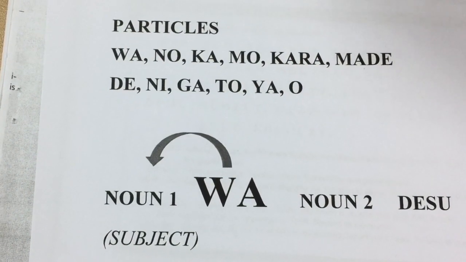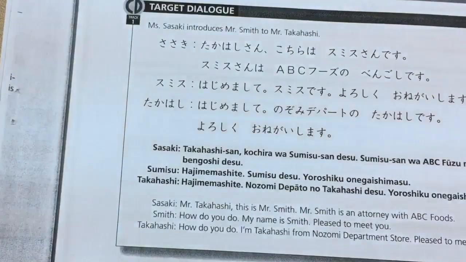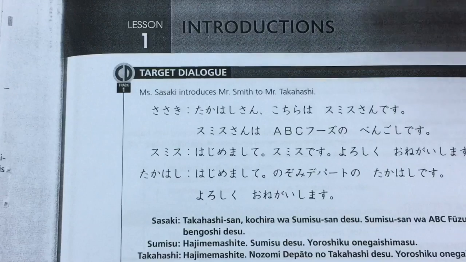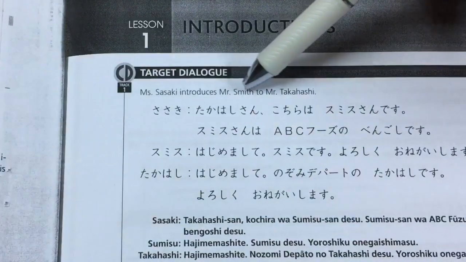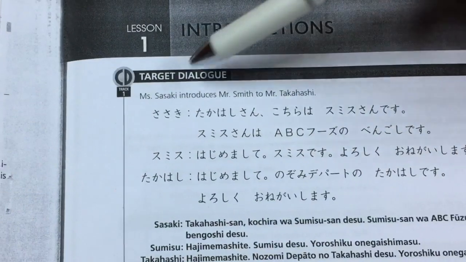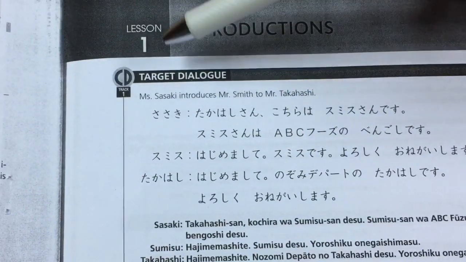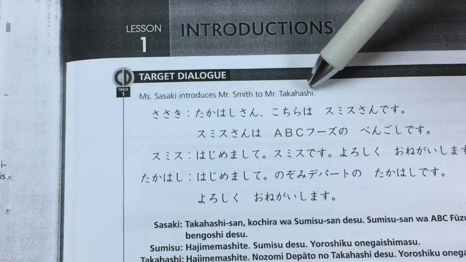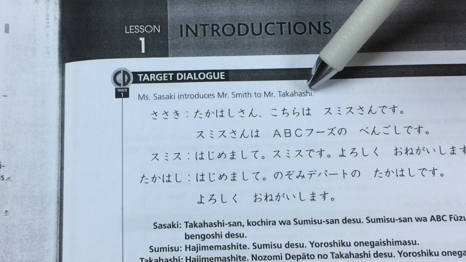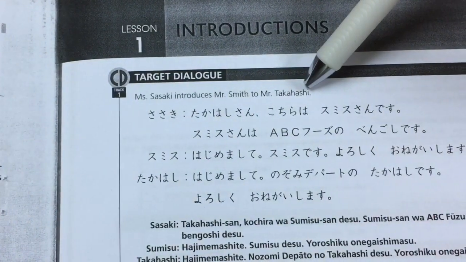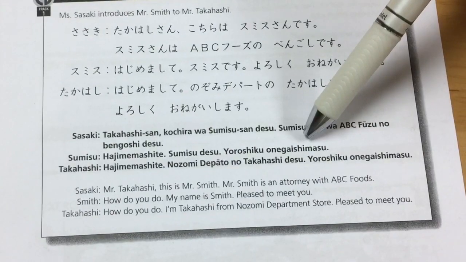Now let's get started with the first conversation of chapter 1. Mr. Sasaki introduces Mr. Smith to Mr. Takahashi. So there are three people here: Mr. Sasaki, Mr. Smith, and Mr. Takahashi. They are trying to introduce themselves to each other. So let's look at the dialogue.